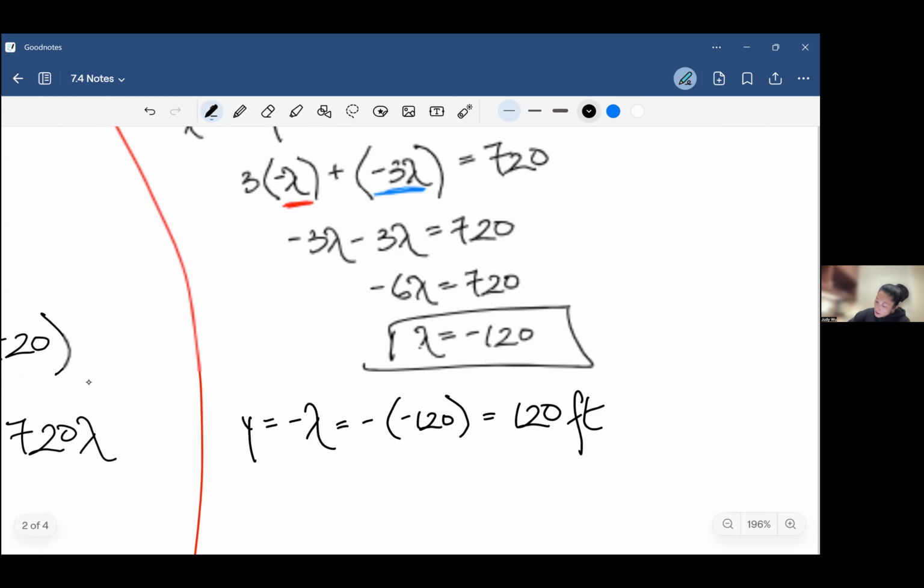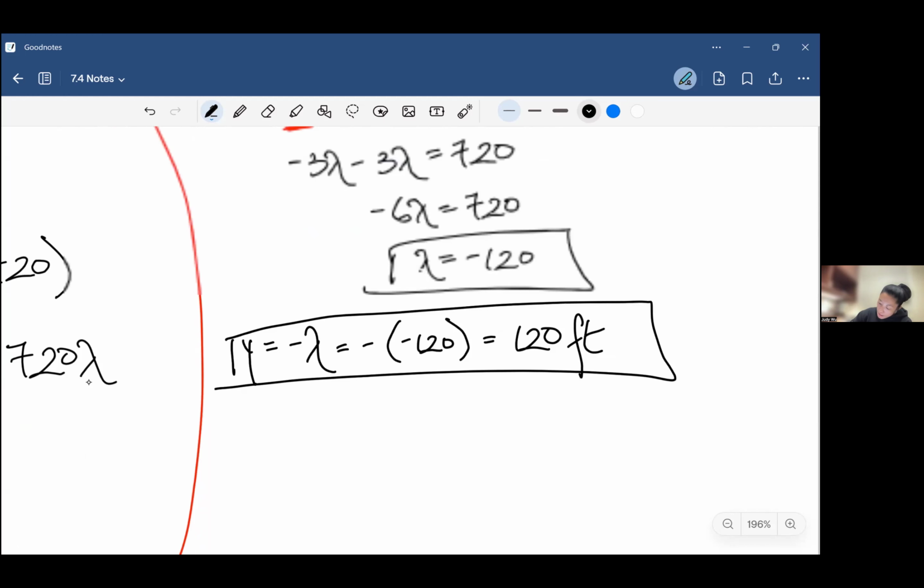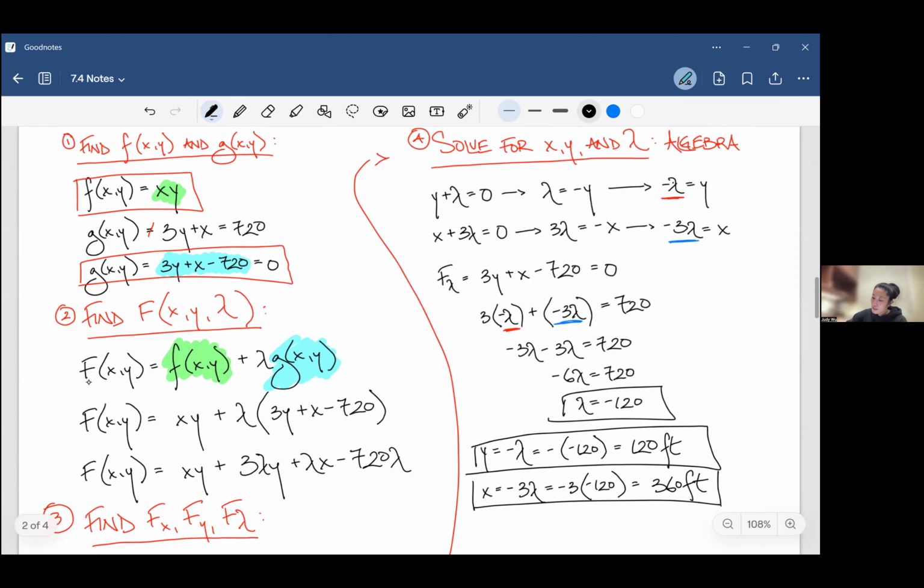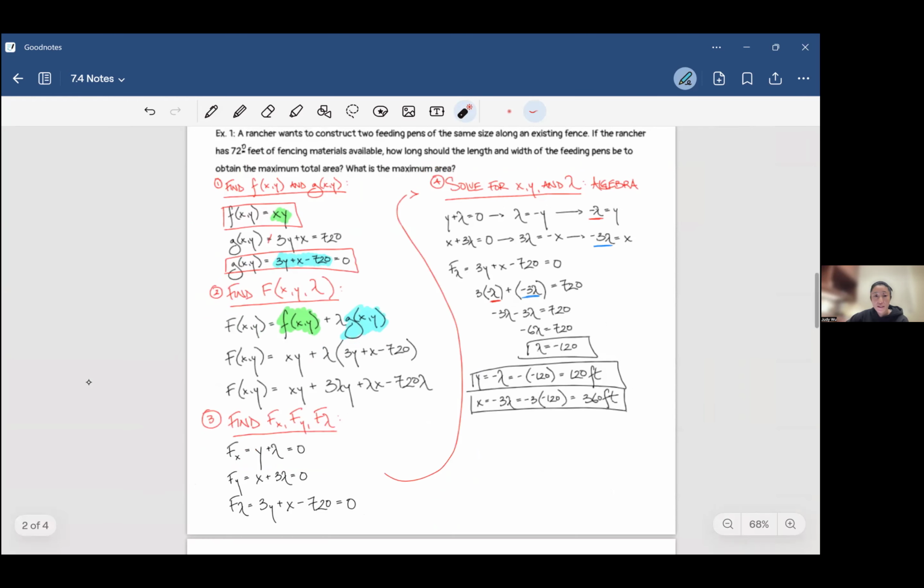And now we know this is 120 feet because we're looking at the same setup as we had on the last problem. And we said that x equals negative 3 lambda, and that's negative 3 times negative 120, or 360 feet. And so what this shows us here is that y is 120, x is 360, and those are the same values that we got last time using this method.